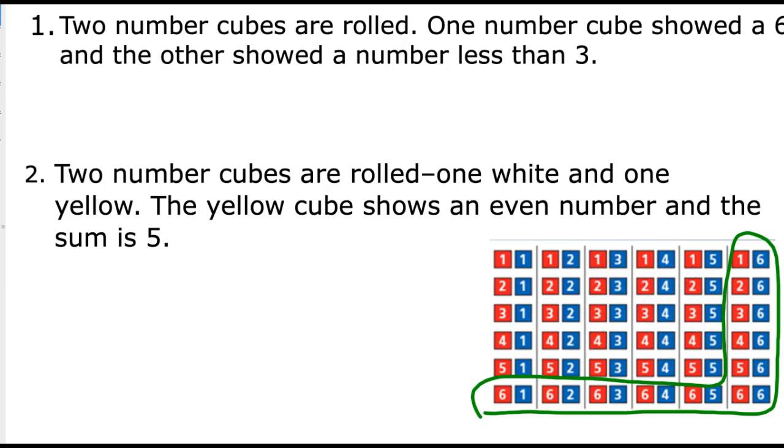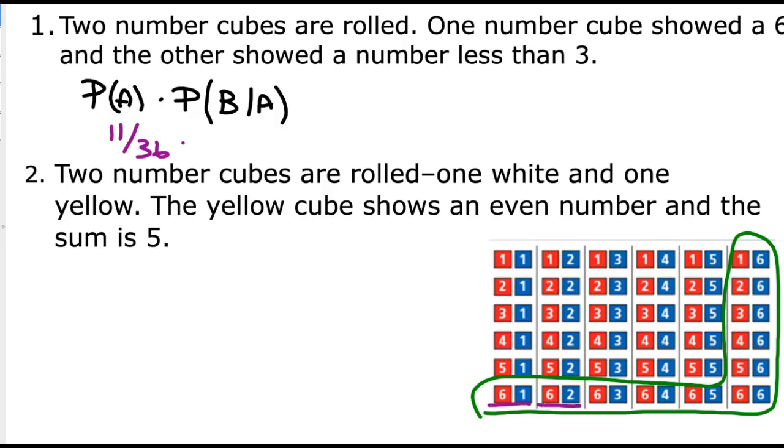Our rule for dependent events, remember, was the probability of A times the probability of B, given that A happened, because that probability is slightly affected by the event A happening. If A happens, I highlighted these in green, that would be one of the number cubes showing a six, and if you count all those up, that's 11 out of 36 possibilities times. Now, of those 11, how many show the other one that is less than 3? The other one less than 3 would be that one, or that one. So that would be 4 out of the 11.